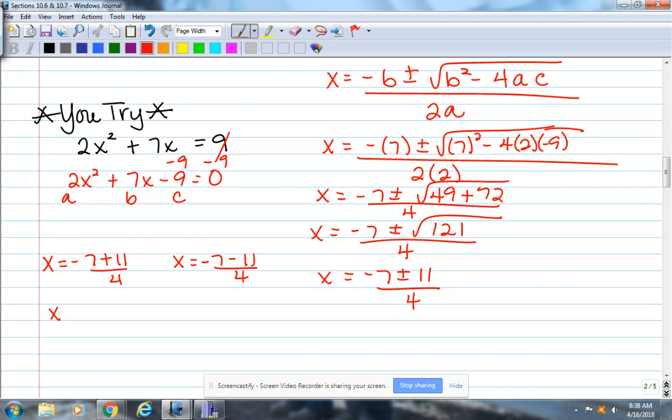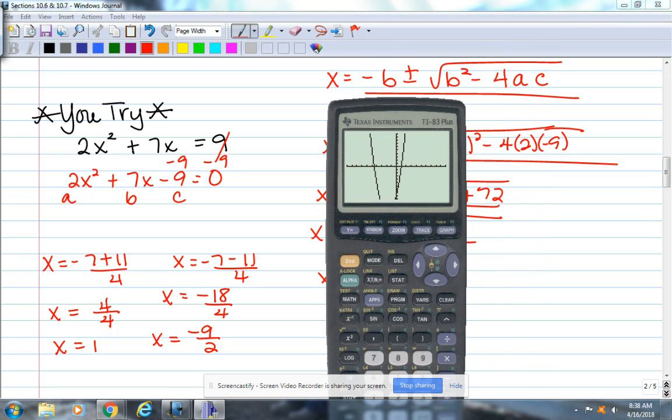What's negative 7 plus 11? And what's 4 divided by 4? 1. What's negative 7 minus 11? Divided by 4, reduce that. What do we get? Raise your hand if you got 1 and negative 9 over 2. Now, negative 9 over 2 is like negative 4.5, right? I graphed mine. Look at where my calculator's crossing the x-axis: at positive 1 and negative 4.5. Just like we said. So it's the same thing. You're just doing it a different way.